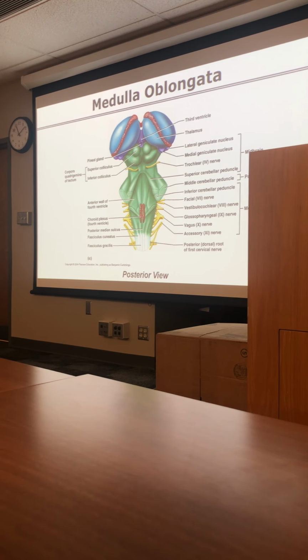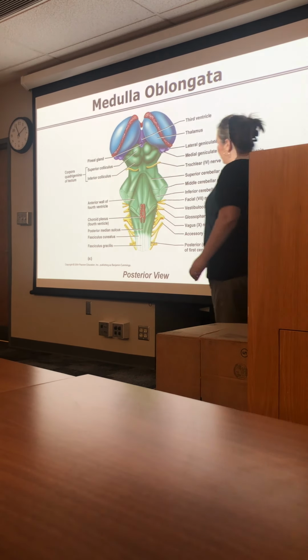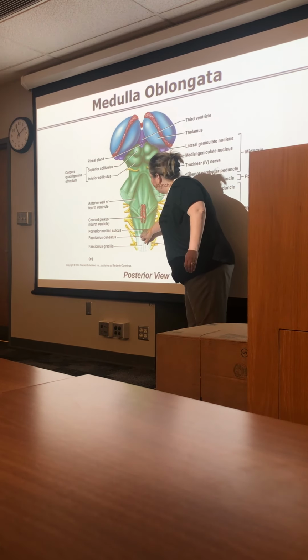We also have two projections associated with the medulla oblongata. On the dorsal side, we have the gracile tubercle and the cuneate tubercle, and you can see those in these areas here.